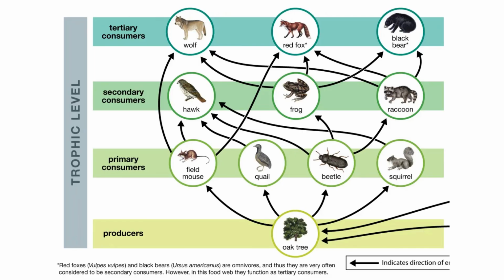Tertiary eats the secondary. There are levels above this, but an ecosystem has to be very large or very thriving to support much bigger organisms, right? Like a quaternary consumer. Humans are most likely at the top of a lot of food chains. But we don't do a lot of eating of wolves, red foxes, and black bears, so we're not going to really worry about that here.